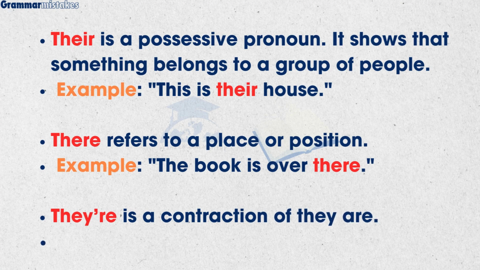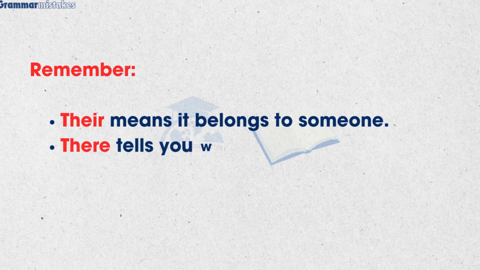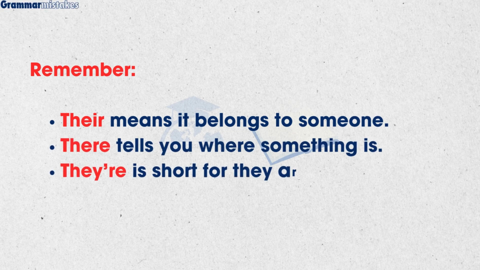They're is a contraction of they are. Example, they're going to the park. Remember, their means it belongs to someone. There tells you where something is. They're is short for they are.